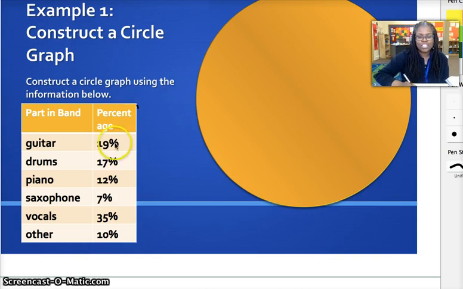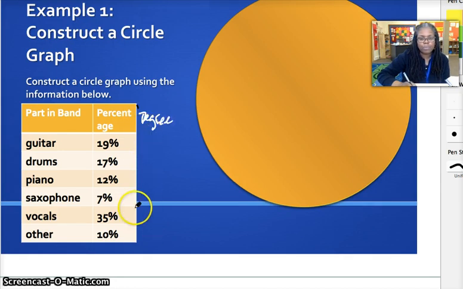So if we're going to change 19%, we want to figure out 19% of the full circular degree here. Well, what's a full circle? How many degrees are in a full circle? I hope you guys know this. It's 360. So the whole that we are comparing to would be 360 degrees as we calculate the amount of degrees. So I'm going to create a new column in our chart and call it the degree measure. I'll just put degree here.